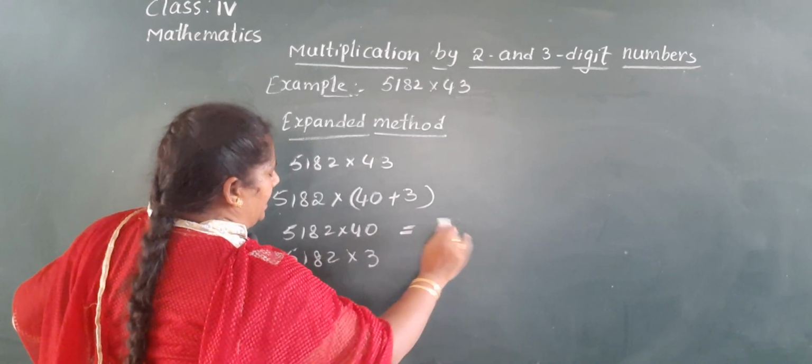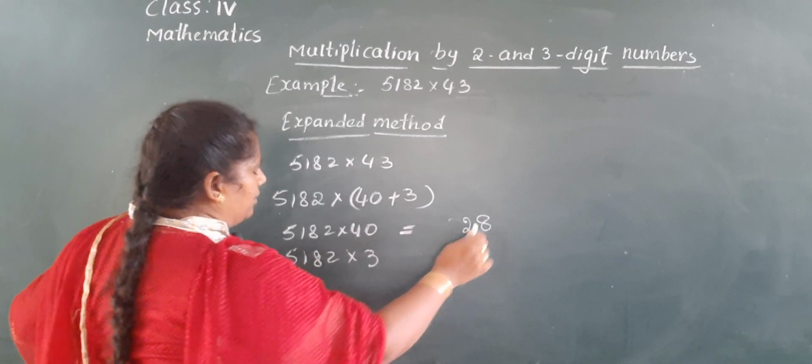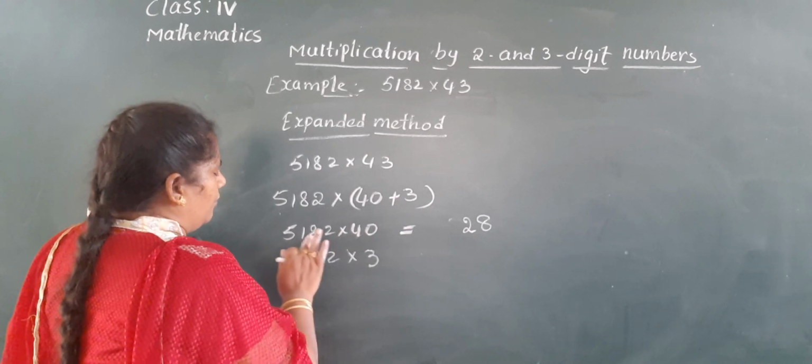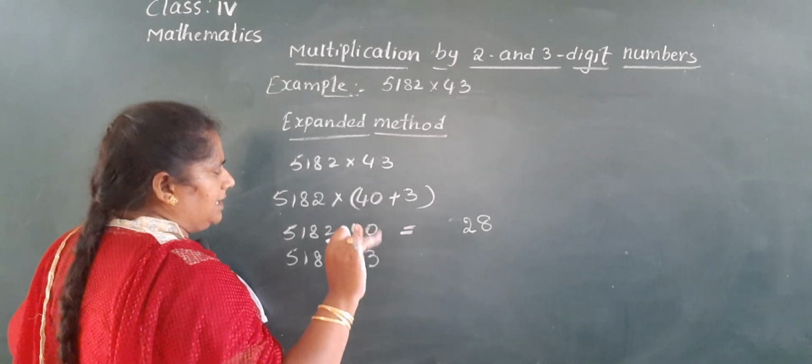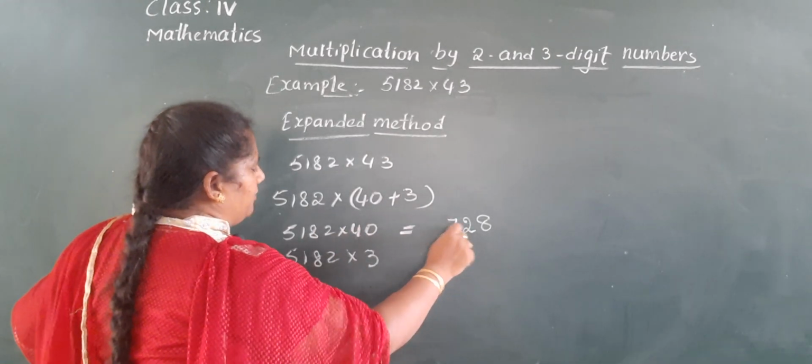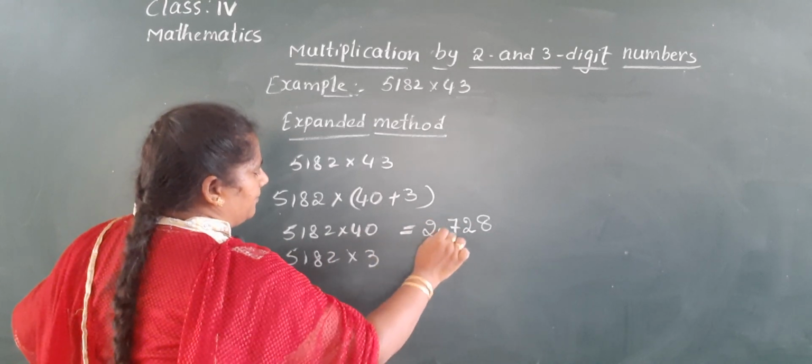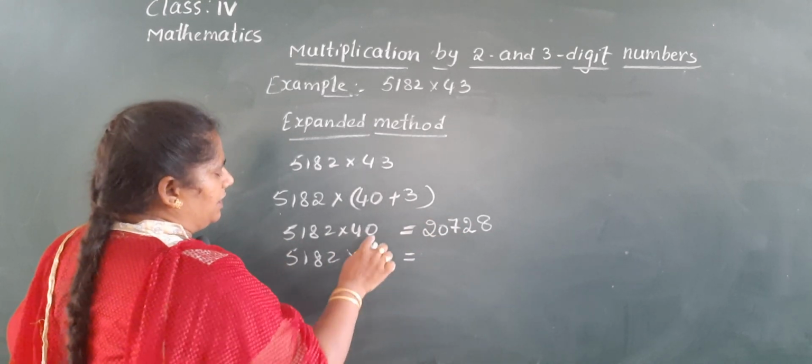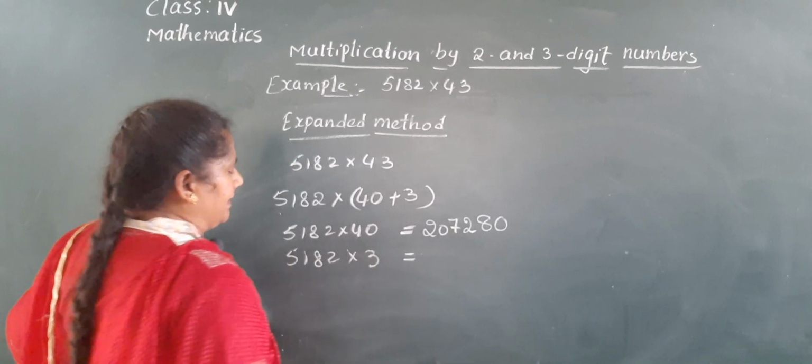4 2s are 8. 4 8s are 32. 3 in hand, 2 is down. 4 1s are 4, plus 3 is 7. 4 5s are 20. Finish. Now we keep 0 to the right side.